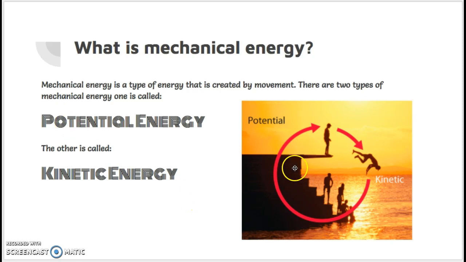So if you look at this picture, you see this guy standing here, right? He has potential energy to be able to move, but he's not quite moving at that moment. Kinetic energy is after something is moving, when it's in motion. So this guy right here who's diving off, he now has kinetic energy because he is actually moving from the platform.